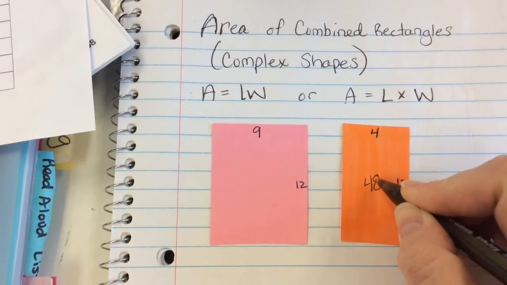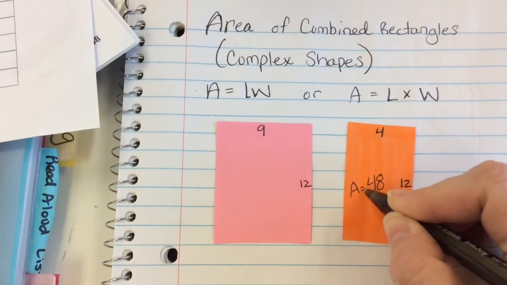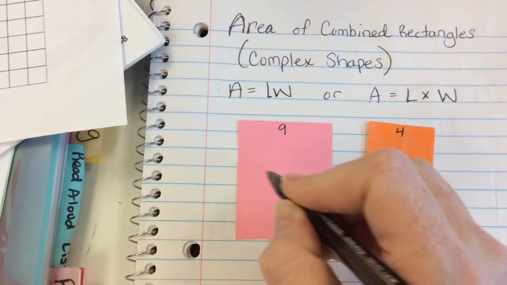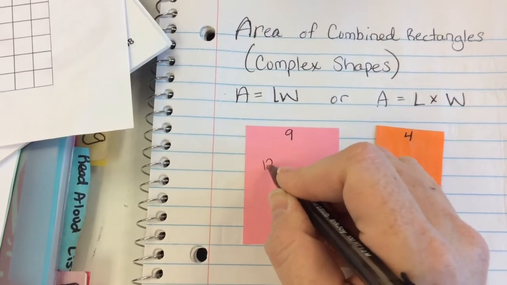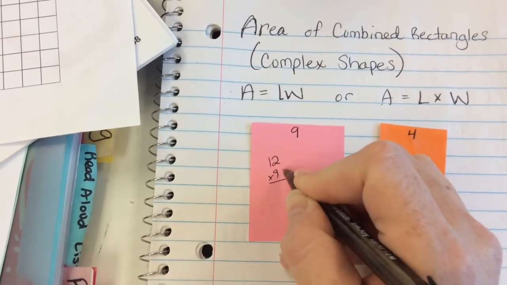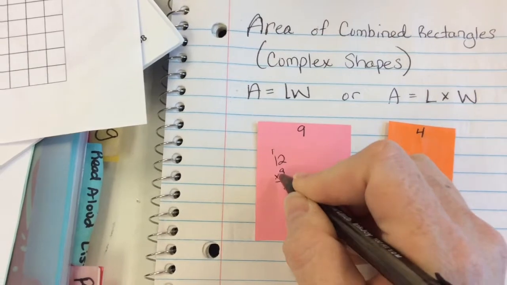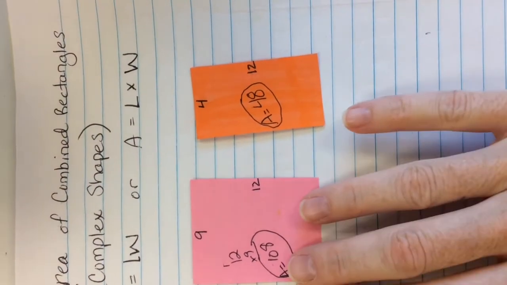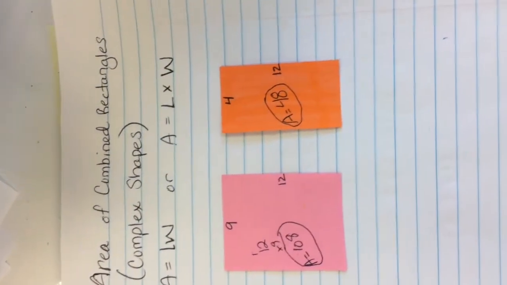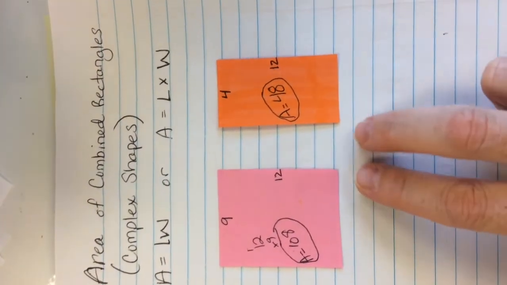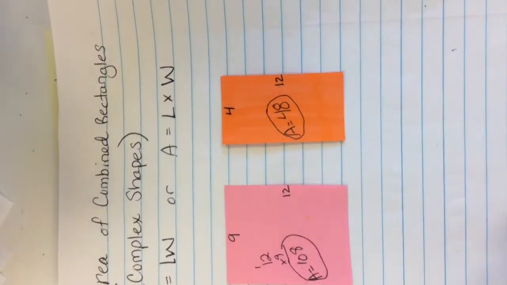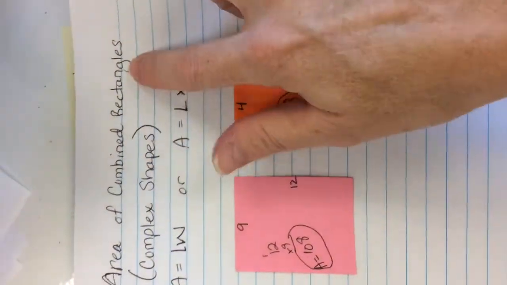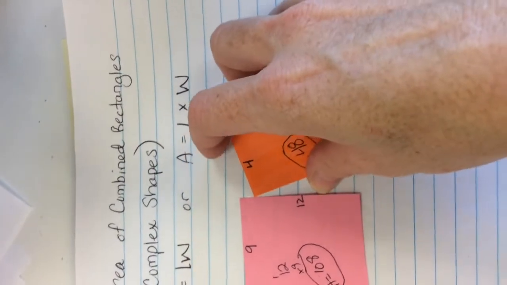4 times 12 is 48. And I told you I like to put the area on the inside. Okay. And then 9 times 12, I'll just figure that out right here. 108. All right, so we have our separate areas. If we wanted to find out what the combined area was of these shapes, we would just add these two areas together. And so when we're given a complex shape or combined rectangles, it might look something like this.